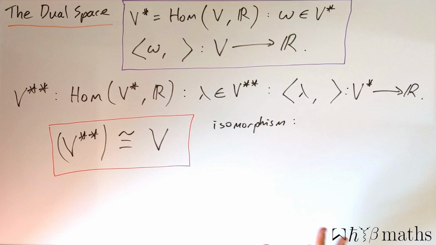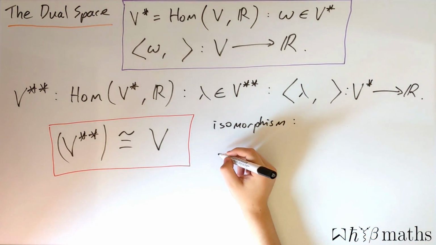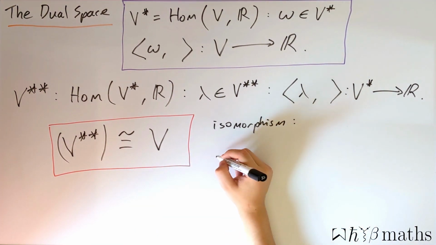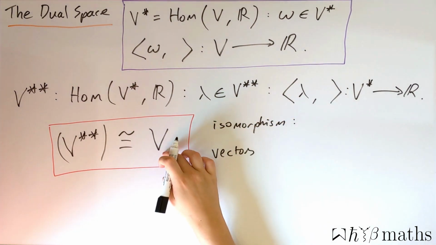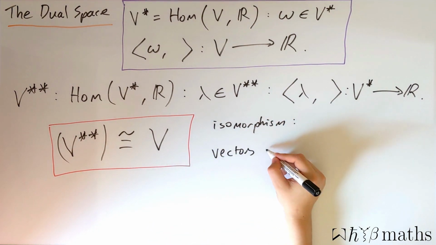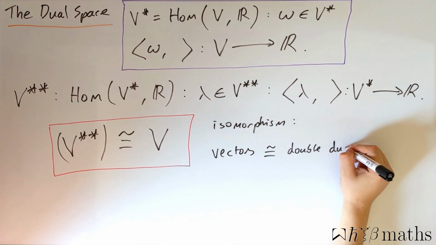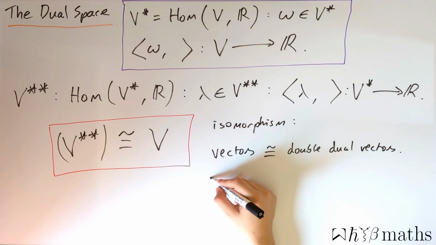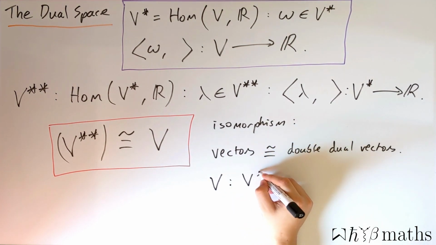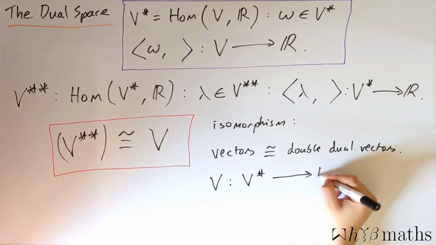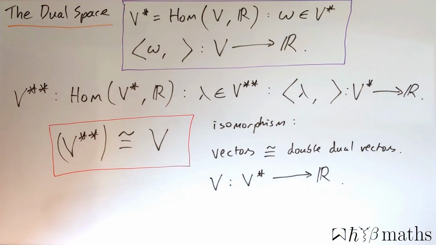If you want to really dig into the details of this, it's going to be beyond what we're going to need. But what we need to take away from it is that there is a very natural sense in which we can think of vectors, so the elements of V, as being kind of the same thing as double dual vectors, which just means that vectors are simply linear maps from the dual space into the real numbers. So now this bracket notation we're going to see becomes much more useful for us.